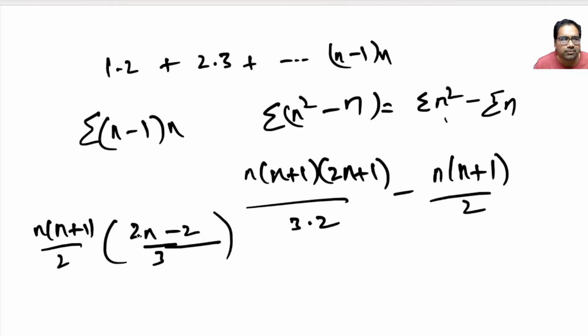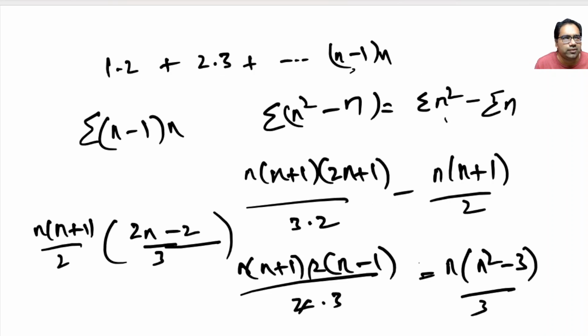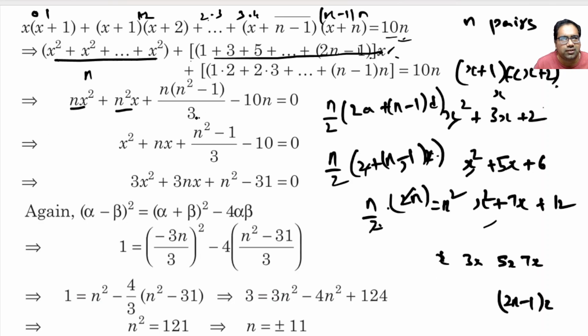So what will that become? If we take this 2 also common, n into (n plus 1) into 2 into (n minus 1) by 2 into 3. This 2 and this 2 will also cancel. So we'll be left with n into (n plus 1) into (n minus 1), which is n into (n square minus 1) by 3. So the sum of the products 1 into 2, 2 into 3 up to (n minus 1) into n is n into (n square minus 1) by 3.